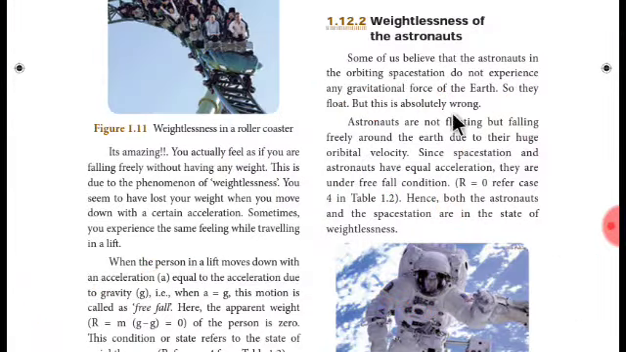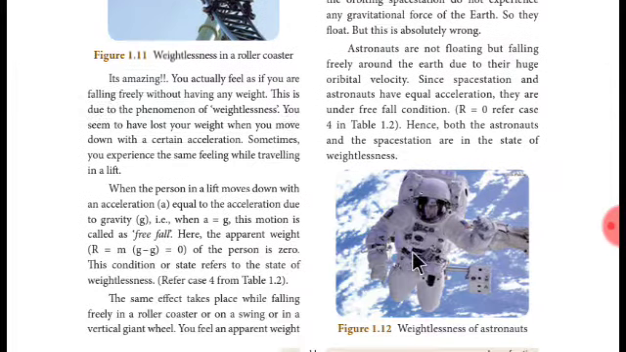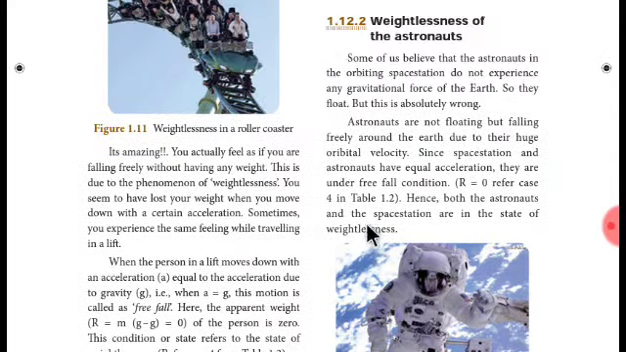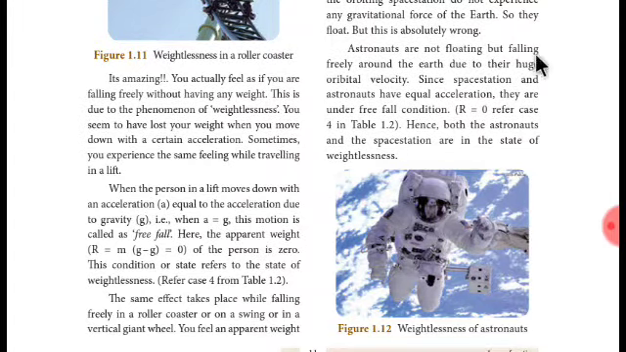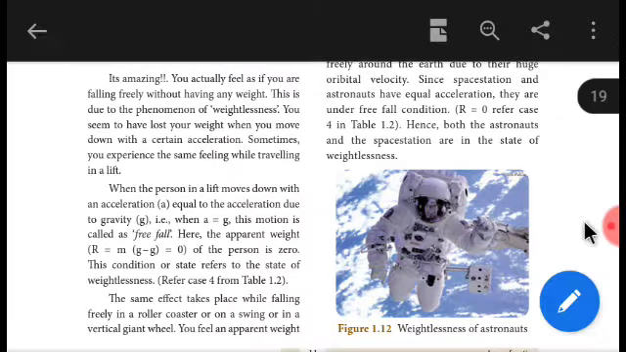இதுதான். So you got this topic right. The same will be here also in astronaut also. Astronauts are not floating but falling freely, like the ball which I explained now, freely around the earth due to their okay fine, around the earth. We stop it over here.